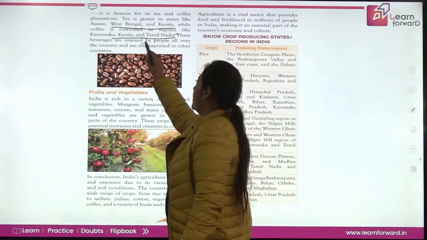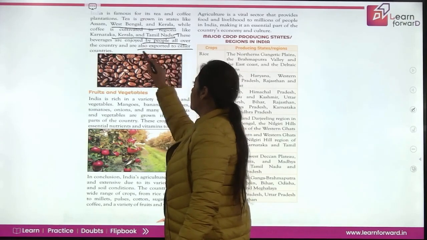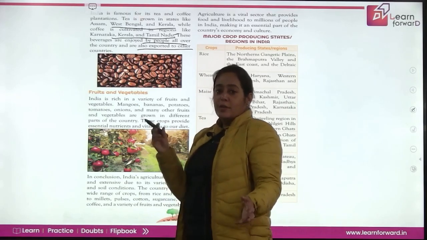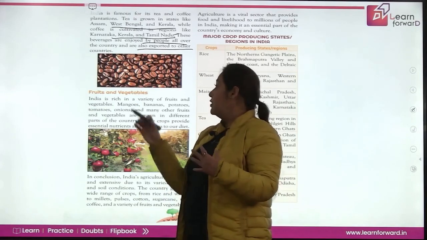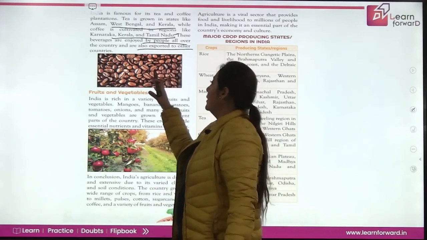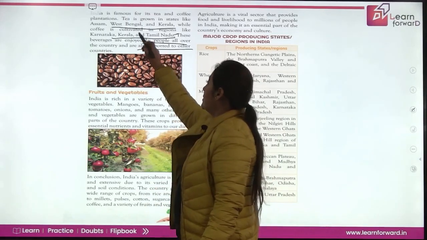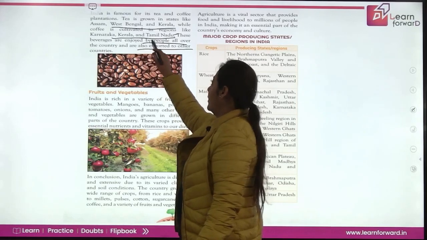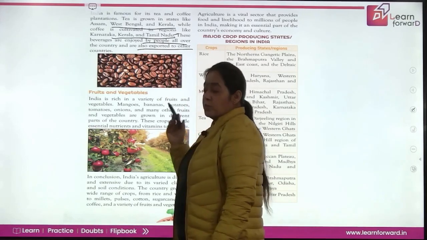These beverages are enjoyed by people all over the country and they are exported to other countries. So as I said, our day doesn't start without sipping a sip of tea or coffee. So India is basically producing tea in Assam, West Bengal and Kerala, while if we talk of coffee, it is produced in Karnataka, Kerala and Tamil Nadu, and it is exported as well.